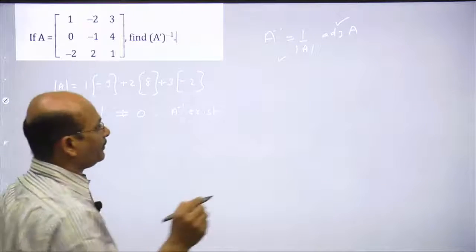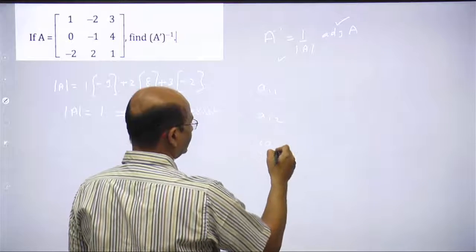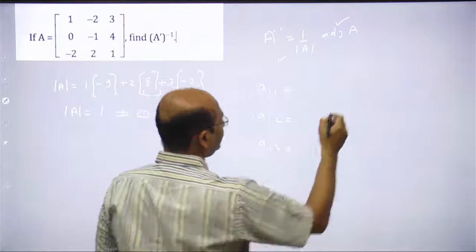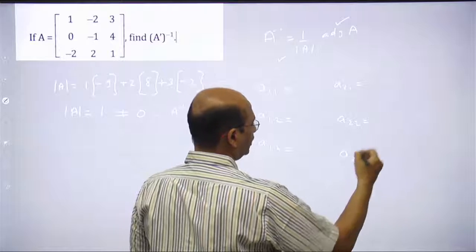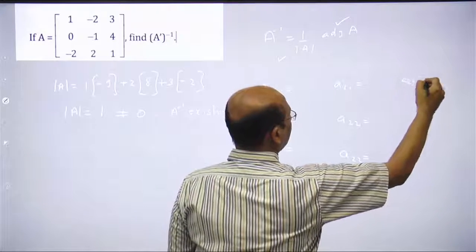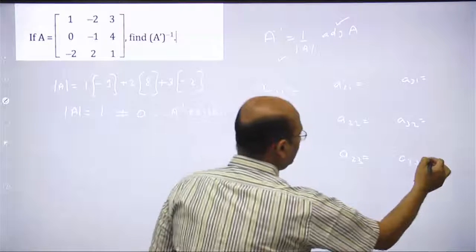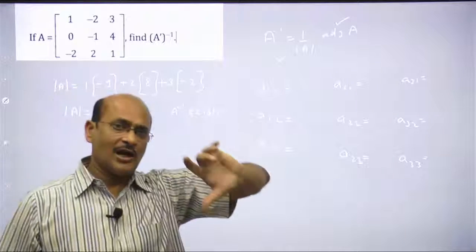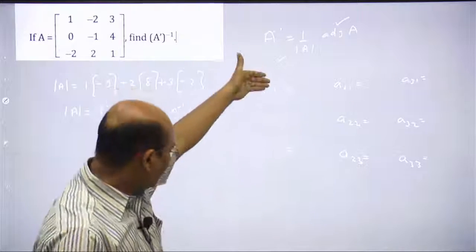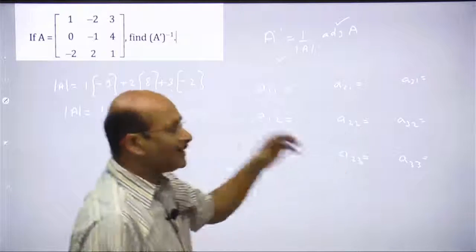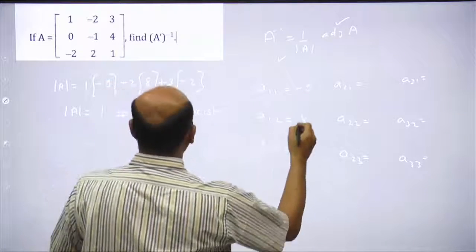Now adjoint A, if you remember, I had given you this pattern: A11, A12, A13, A21, A22, A23, A31, A32, A33. What I'm doing is transpose. Adjoint is nothing but transpose of the cofactor matrix. So what is this transpose here? I got A11, 12, 13. Adjoint is nothing but the minor of those elements. So in this case it is minus 9, 8 and minus 2.